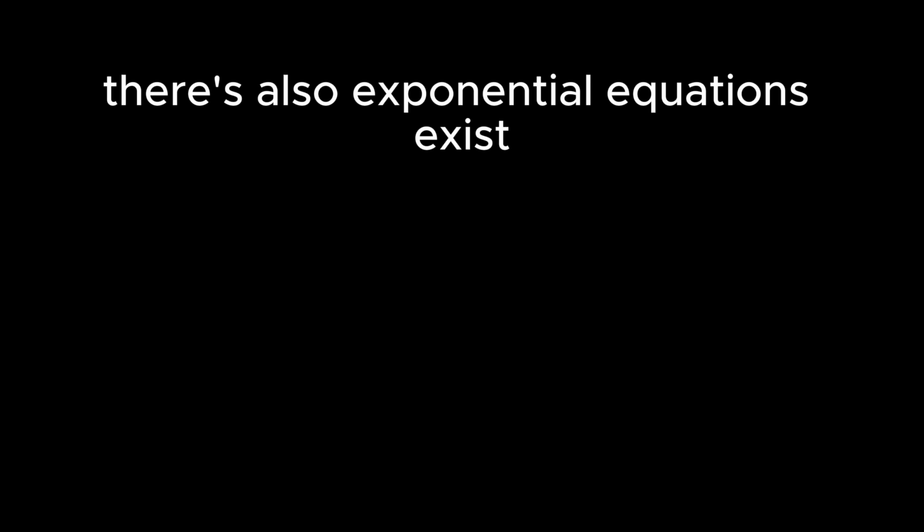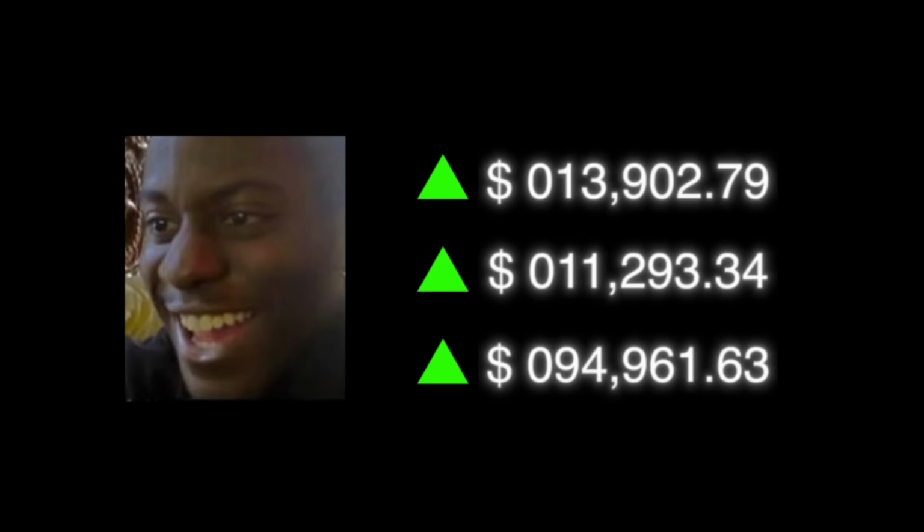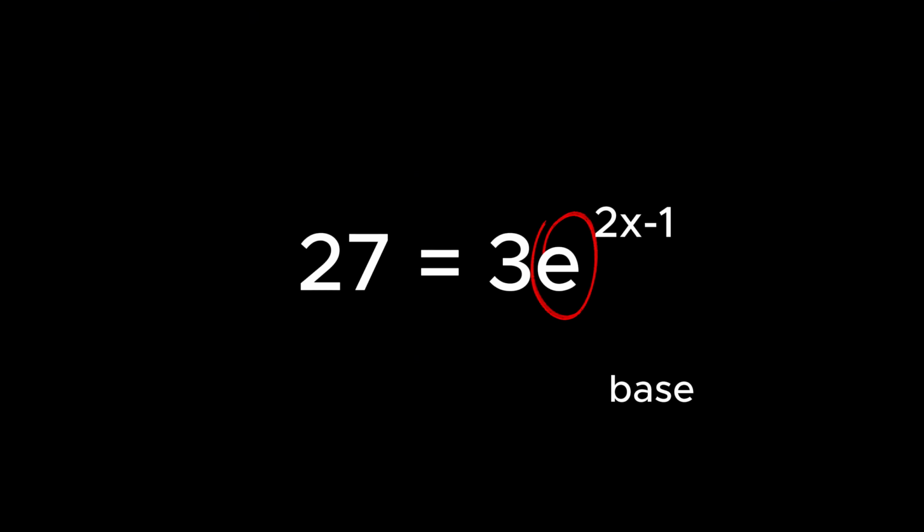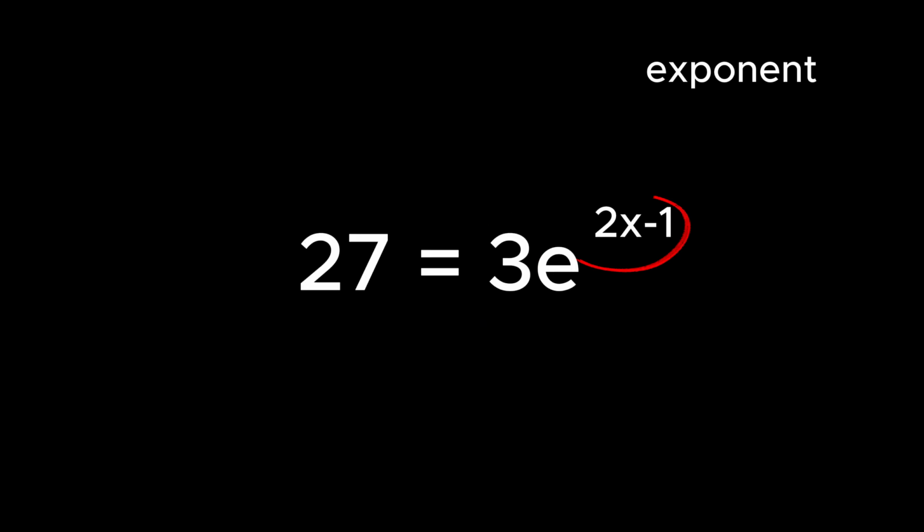Oh yeah, did I mention that? Exponential equations also exist. They show how things grow or shrink really fast. The base tells us the growth rate. The constant tells us the starting point, and the exponent tells us how long it grows.